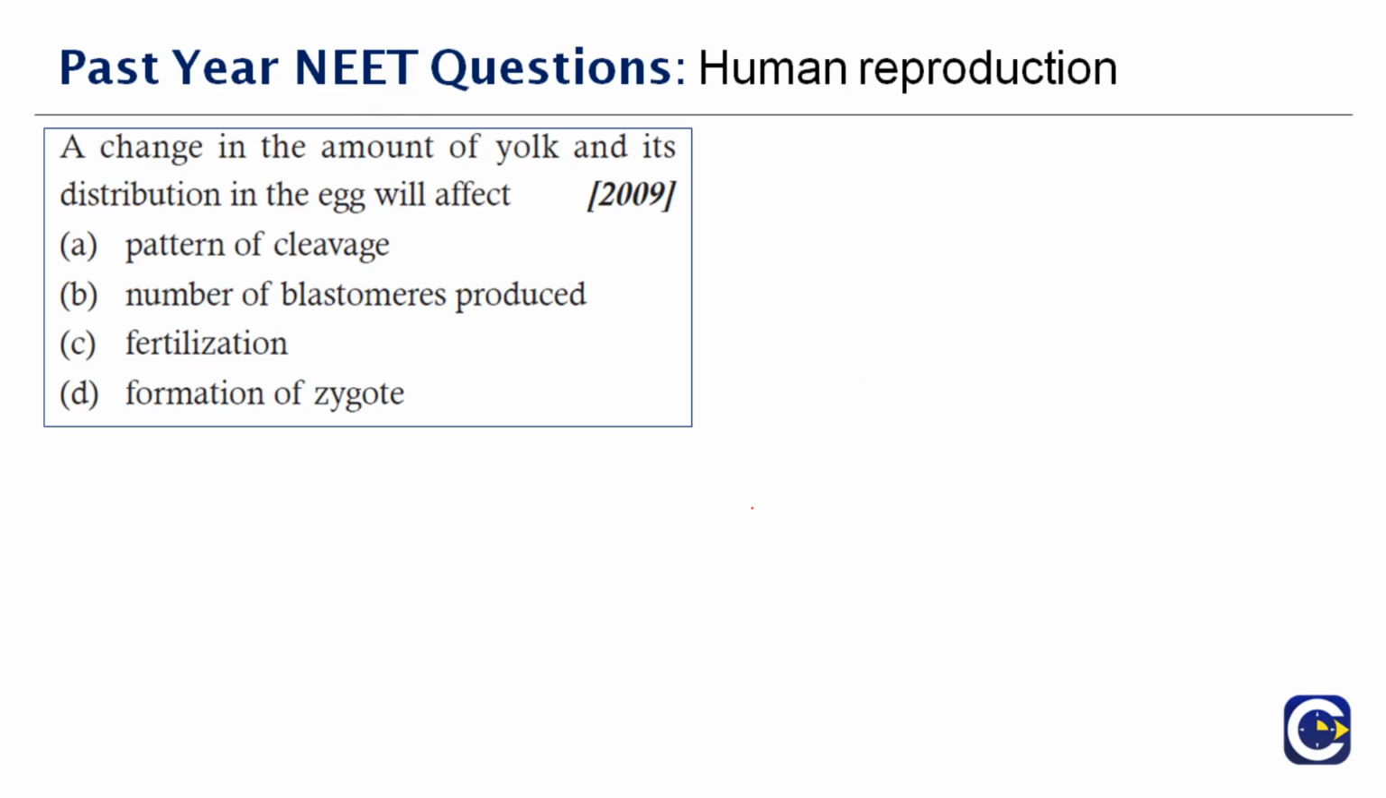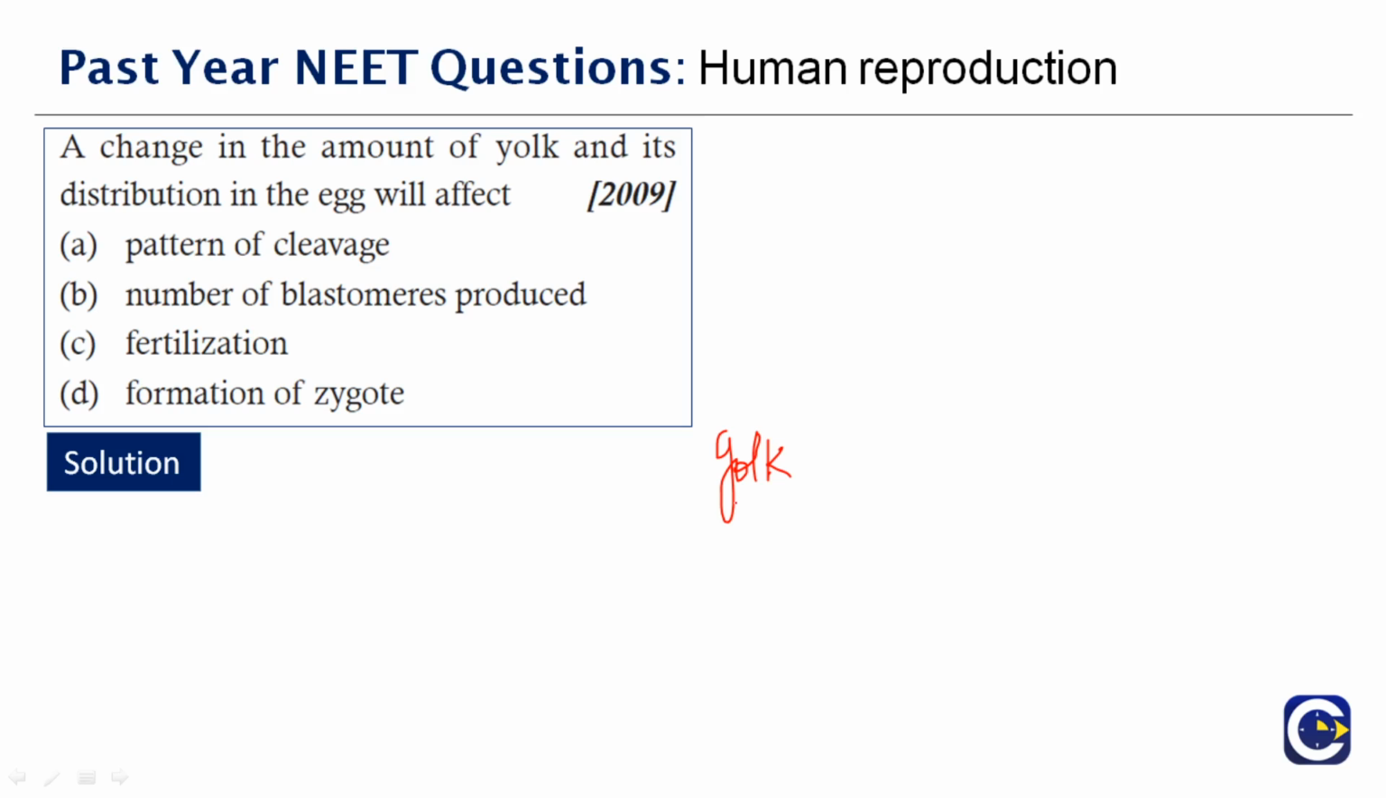Next question here. A change in the amount of the yolk and its distribution in the egg will affect the dash. A change in the amount of yolk and its distribution in the egg will affect pattern of cleavage. The pattern of cleavage is influenced by the amount of yolk that is present in the egg. In eggs with less yolk, the cleavages are equal and the resulting blastomeres are of similar size.